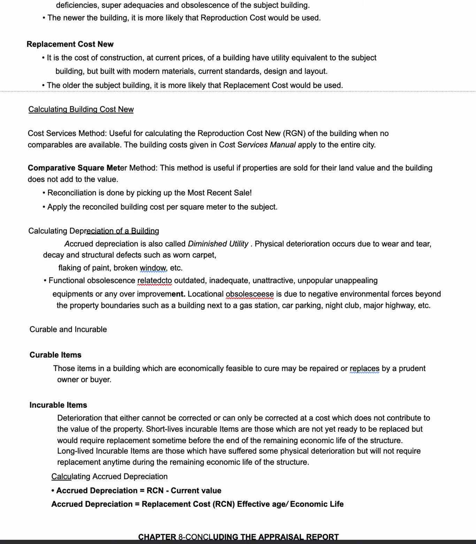If there has been inadequate maintenance, it may be greater. A 40-year-old building may have an effective age of 20 years due to its rehabilitation or modernization. So, economic age is the effective age plus the remaining economic life.